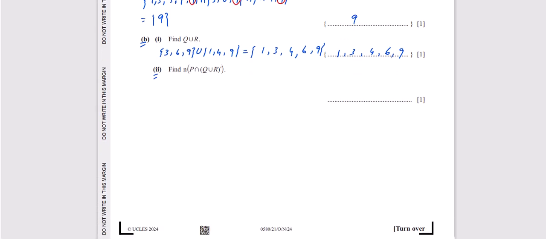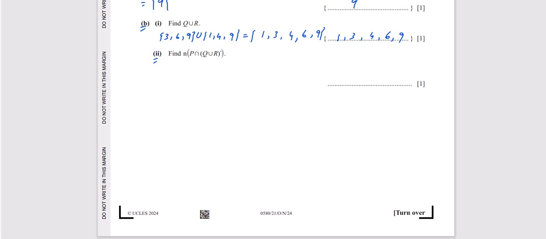Question 2. Find n of P intersection Q union R complement. So we have to find the number in this expression. First of all, Q union R. We have calculated this one. Q union R complement means U minus, where U is the given universal set, minus this set. This set is Q union R.